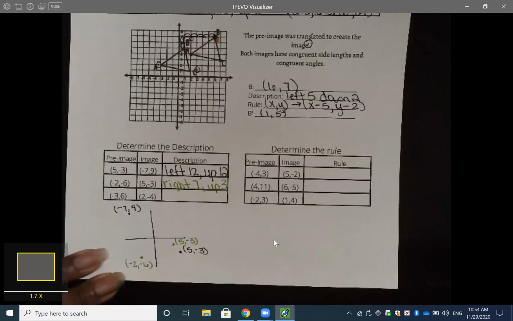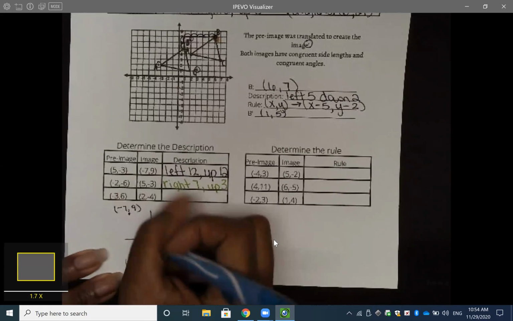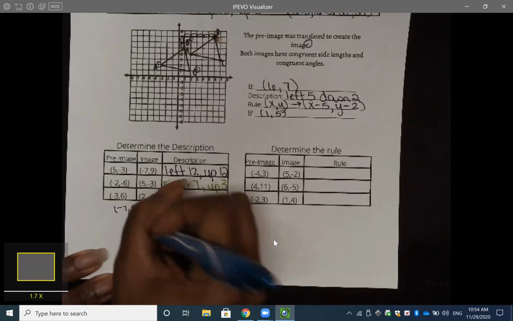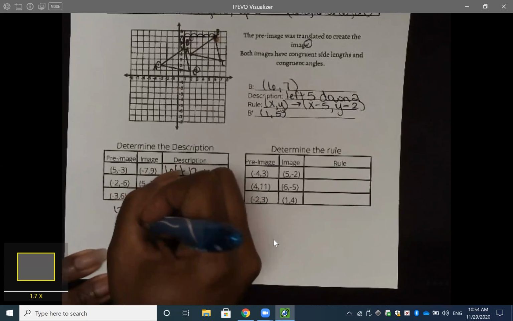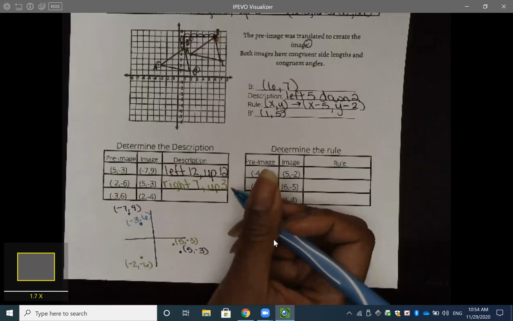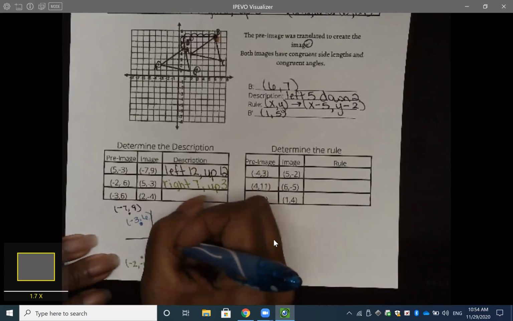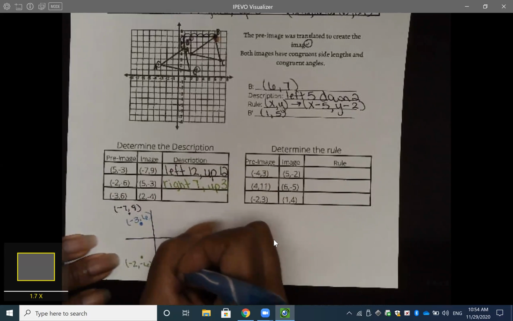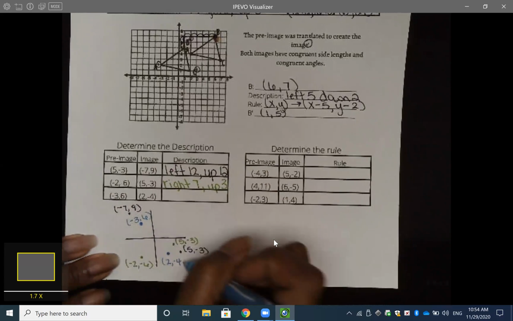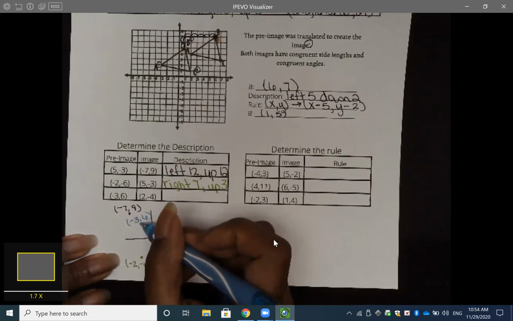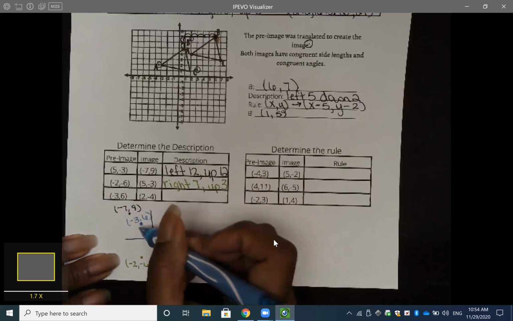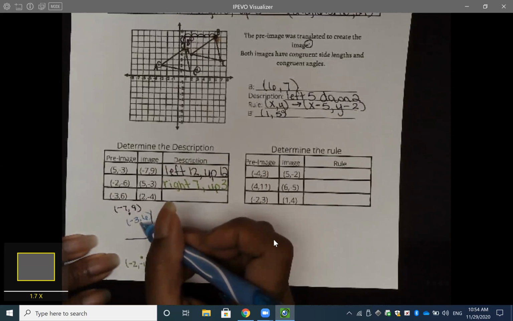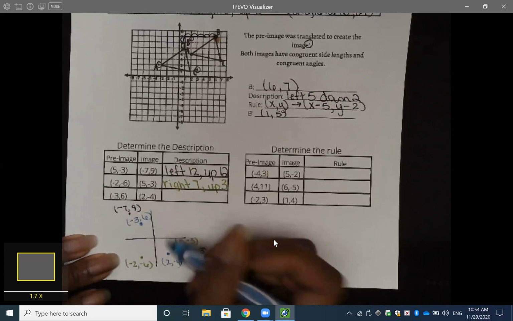Change my colors one more time. So now I'm going to go left 3, up 6, and that's going to be my -3, 6. And then I'm going to go right 2, down 4. This is my 2, -4. So one thing I know is I have to go to the right and I have to go down because this is my original image. This is my pre-image.